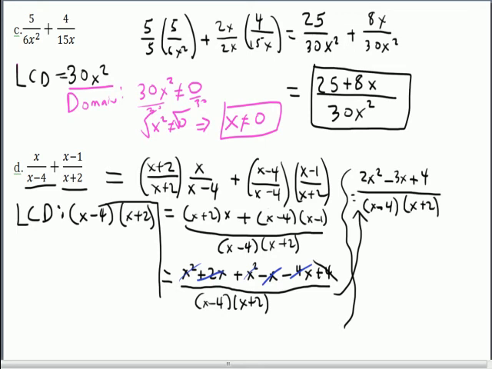Right, we're just keeping it there. Now I want to try to factor that numerator, and I'm going to go through this discussion with you. So let's look at that. Again, one of the methods we talked about in class was finding the product of the first and the last terms. The product here of 2 and 4 is 8.